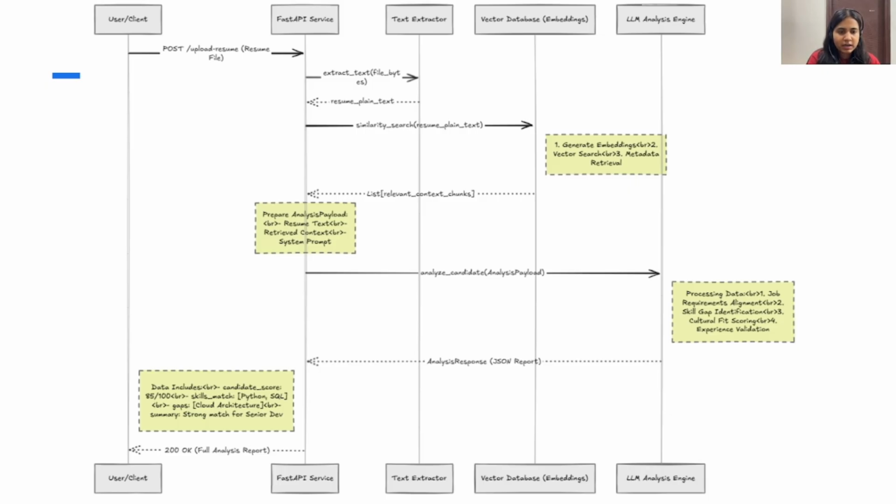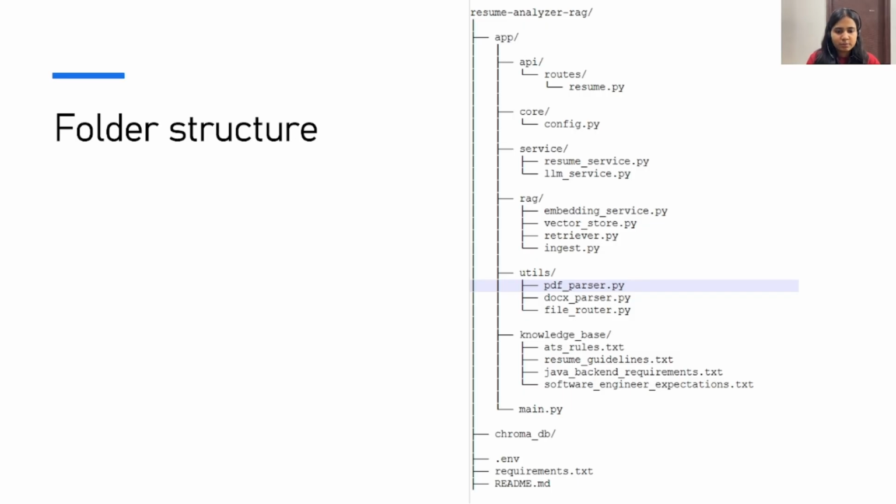The LLM analysis engine will process that data and at the end it will return the JSON response back to us. In this JSON response we will have the data according to the prompts we give, what kind of JSON response we want, and it will be sent back to the user, and the user will get the 200 response with the full analysis report. That is the response we'll be getting here.